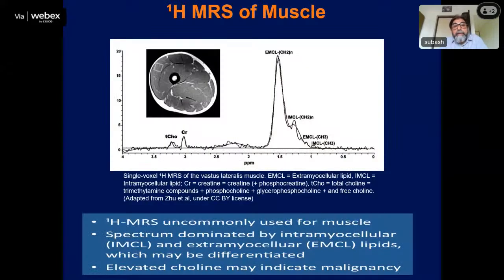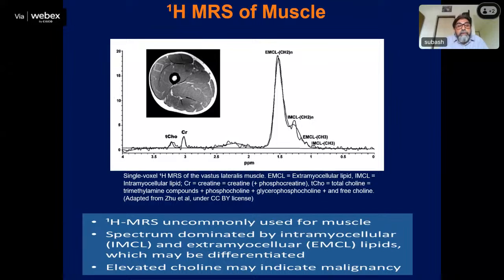Then this is a 1H MRS of the muscle, and this shows the intramyocellular and extramyocellular lipids in the muscles, and the concentration of EMCL and IMCL will tell you about the muscle myopathies and other disease conditions in the muscles.